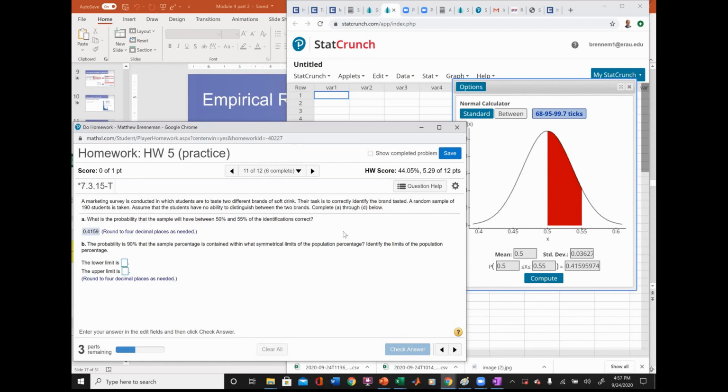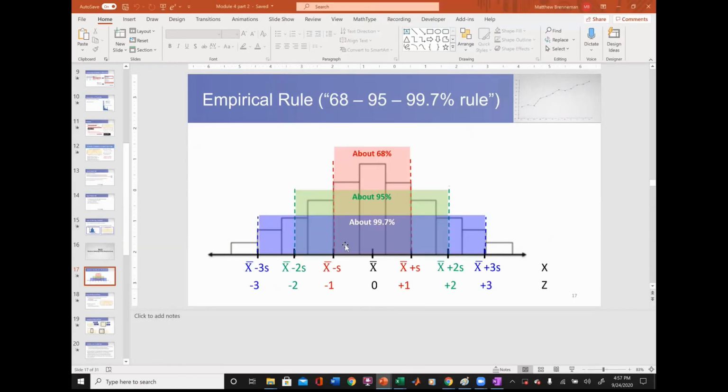So the next one's a little tricky. It wants the middle 90%. So let's go back and look at a normal distribution and think about this. It wants the interval that contains the middle 90%. Well, if it contains the middle 90%, remember the normal distribution is symmetric. So 10% is in both tails, which means 5% is in one tail. So what I want is the values for the 5th percentile and the 95th percentile. That's the logic here, okay?